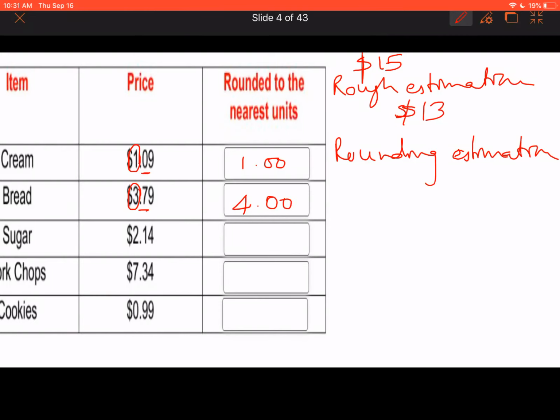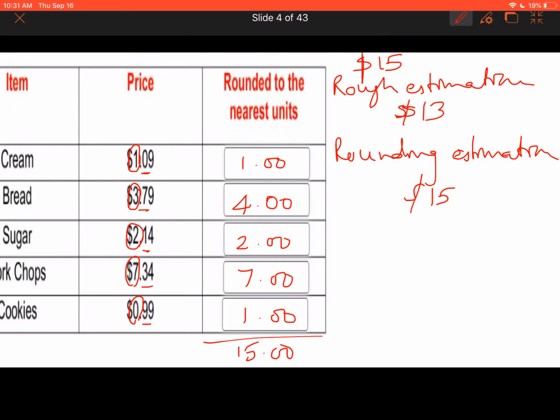In case of 2.14, I'm going to round down. In case of 7.34, $7, I have to check. 3 is a lesser value, so I'm just keeping it as $7. In case of 0.99, okay, I have to round the 0, check the next digit, that is 9, so the value is more, so I am rounding up. So now let me add the values. So 7, 10, $15.